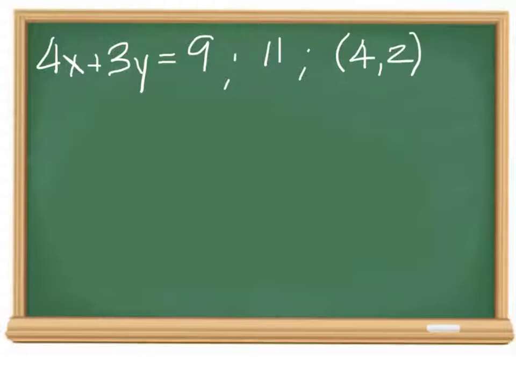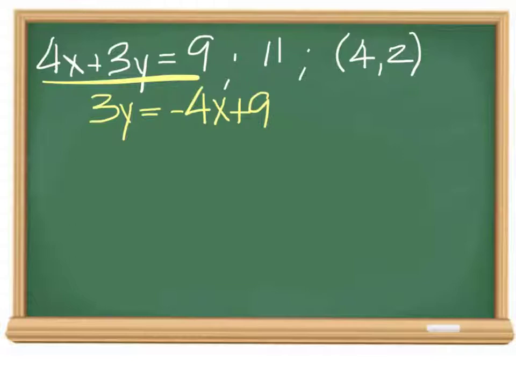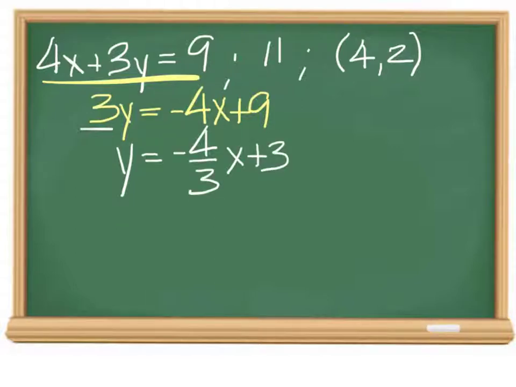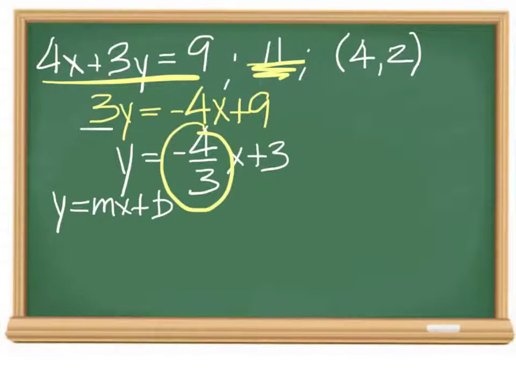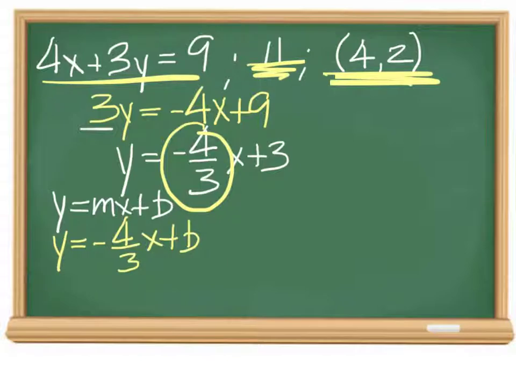On the practice problem, you have to change this one to slope-intercept form, so it's 3y equals negative 4x plus 9. And then divide everything by 3 to get y equals negative 4/3 x plus 3. And now start with y equals mx plus b and use the same slope because it's supposed to be parallel. So y equals a negative 4/3 x plus b, and plug in this point x, y down into that equation.